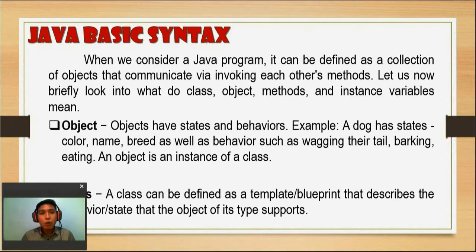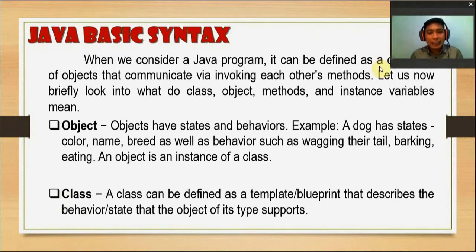So first, we have the object. An object has states and behavior. Example, a dog has states: a color, a name, a breed, as well as behaviors such as wagging its tail, barking, and eating. Or in a short definition, an object is an instance of a class.